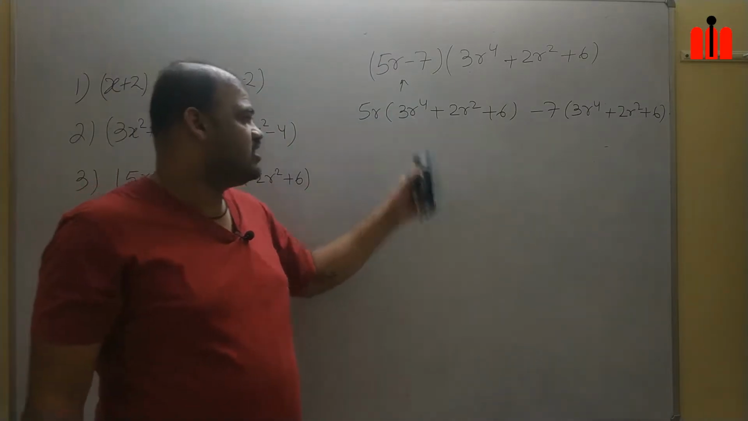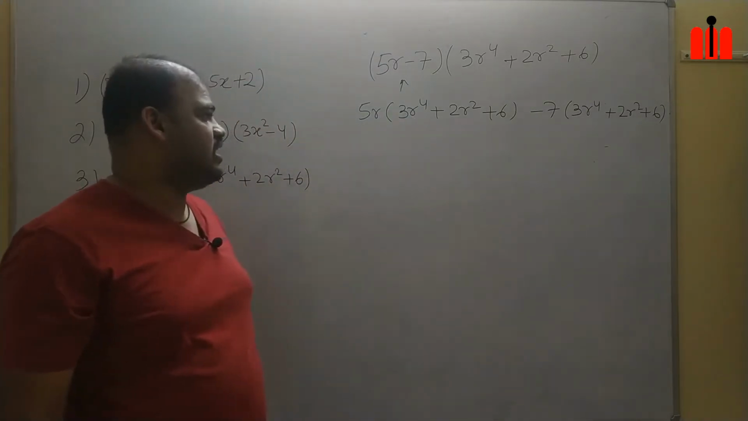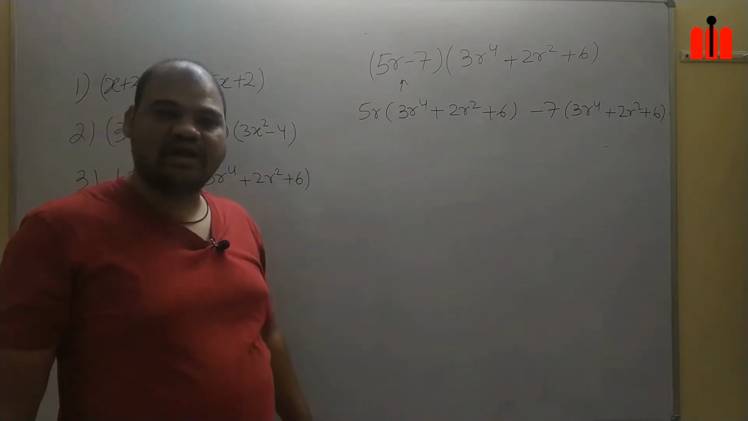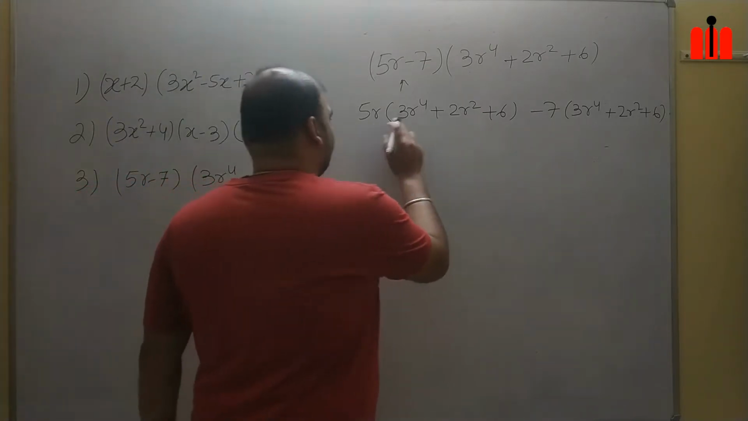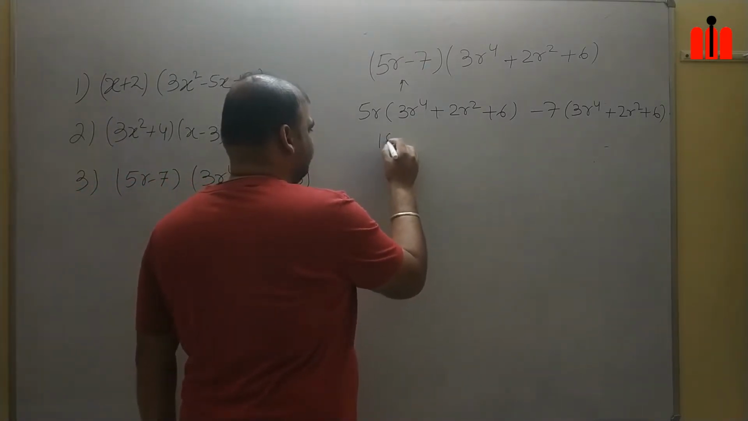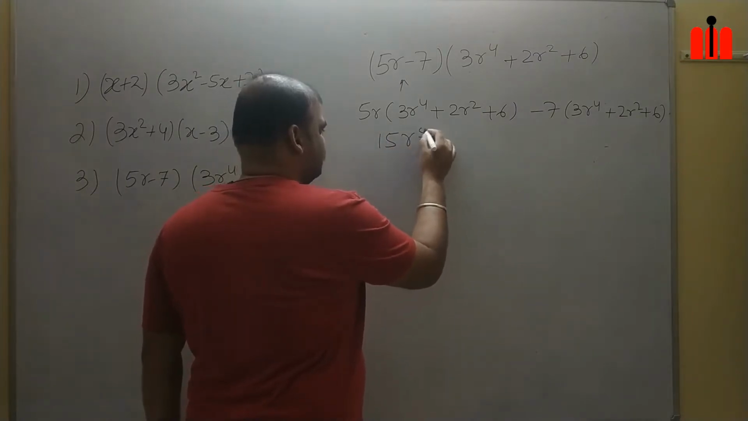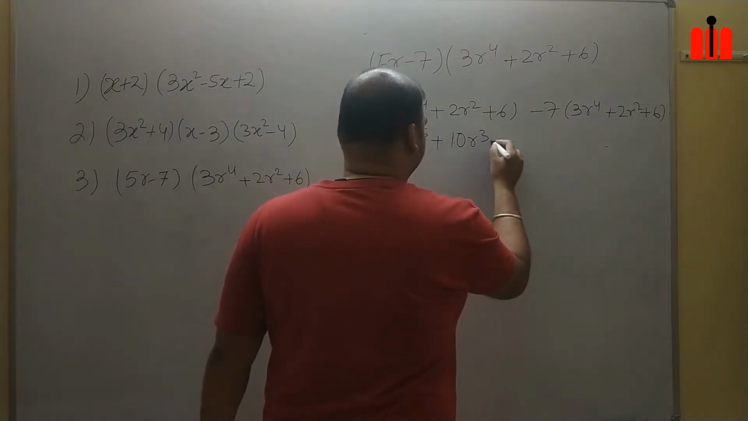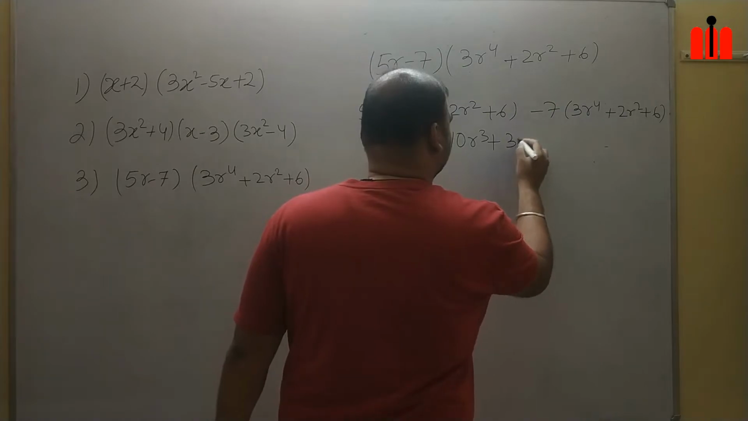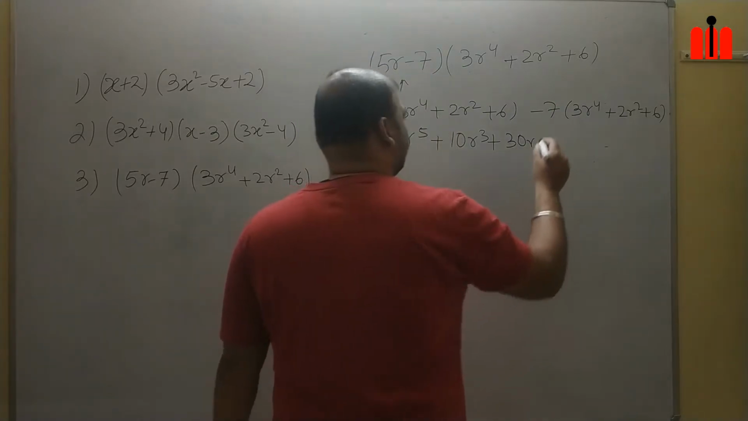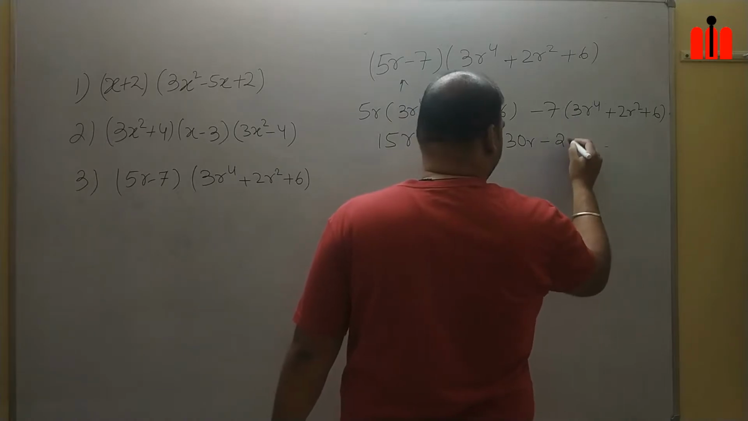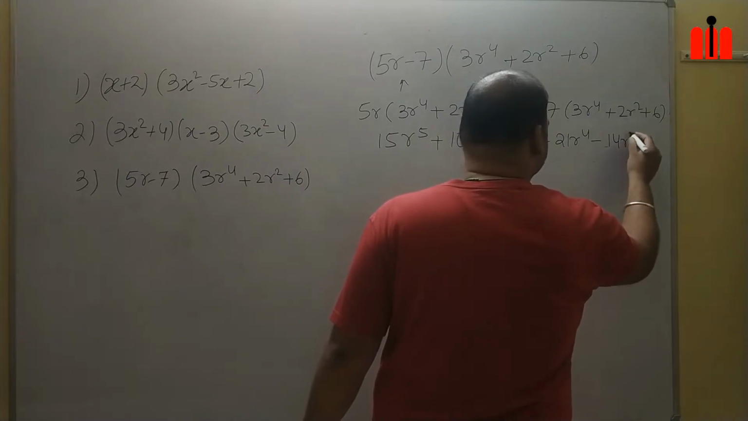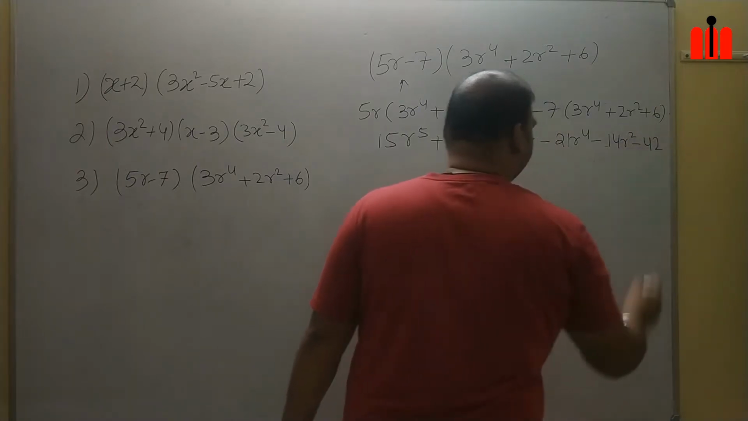After the splitting, we had broken this bracket, so we got 5r (3r to the power of 4 plus 2r square plus 6) minus 7 (3r to the power of 4 plus 2r square plus 6). Now 5 into 3, 15, r into r to the power of 4, r to the power of 5, plus 5 into 2, 10, r into r square, r cube, plus 5 into 6 is 30, 30r. Now here minus 7 into 3 is 21 r to the power of 4, minus 14 r square, minus 42.